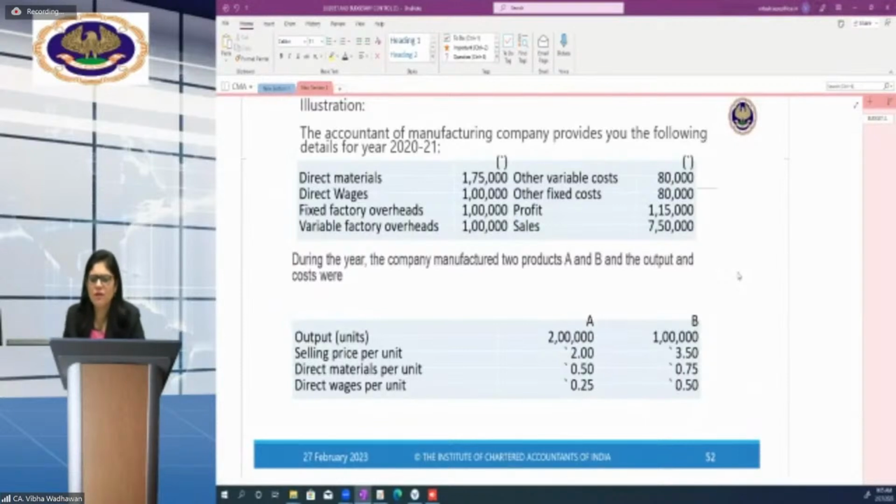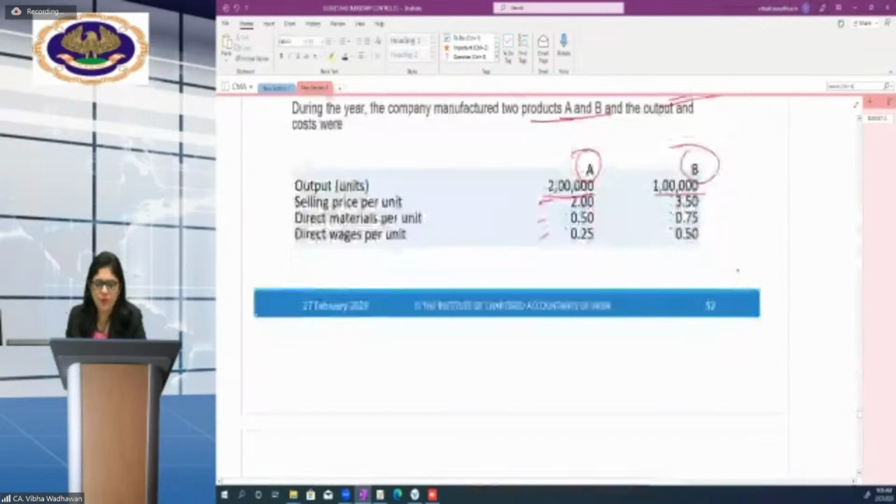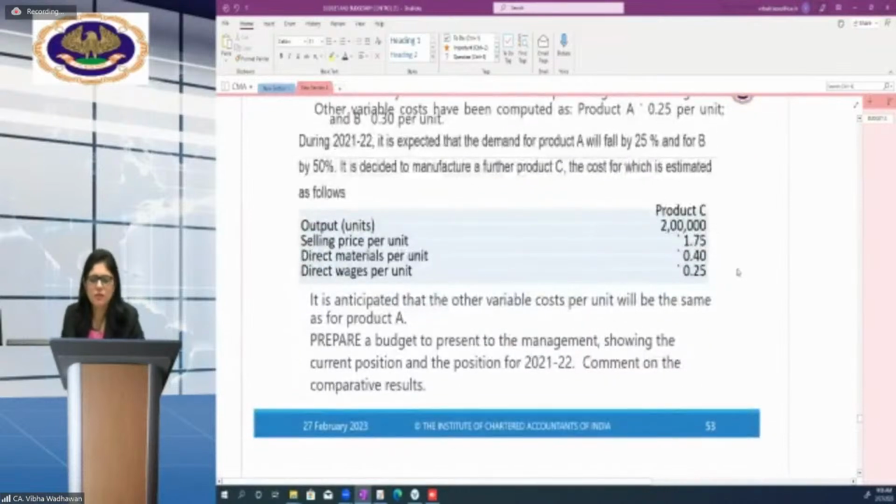So we have the total figures for the entire organization and product-wise also. Clear? So this is the output, selling price, material. Direct labor, direct material is given to you, and this is the total overheads and the total cost, direct material, direct wages. See, the whole cost sheet information is given to you, and product-wise information is also given to you. Clear?